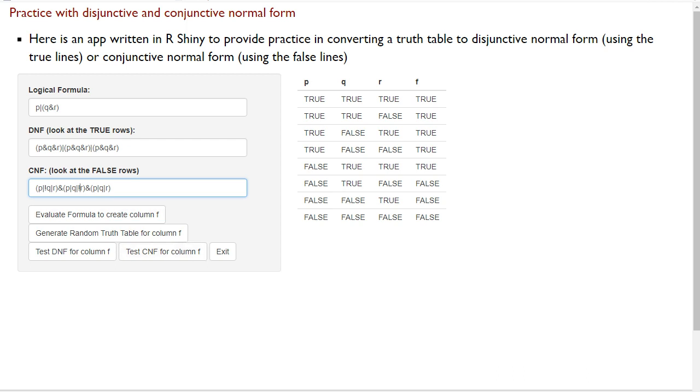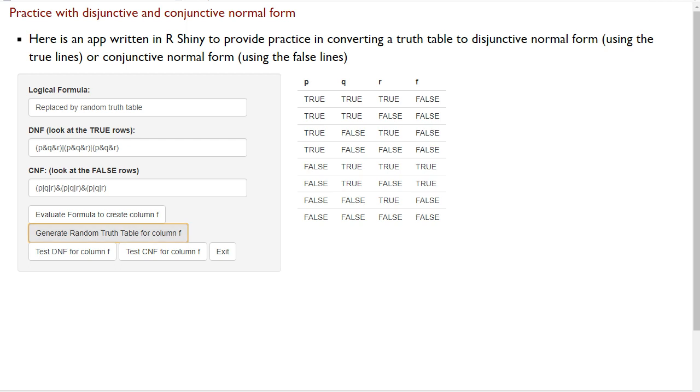When I think I've got this right, I click Test CNF, and the fact that the function that was generated by evaluating this formula agrees with F shows that I've got it right. If you want to play around with this yourself, it's even more fun to generate a random truth table. Let's get one with a bunch of true lines.